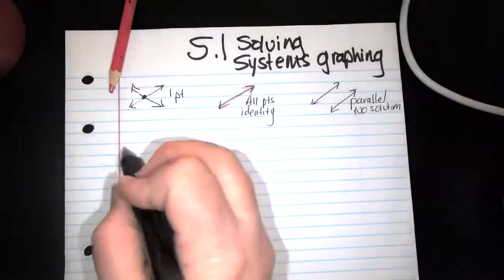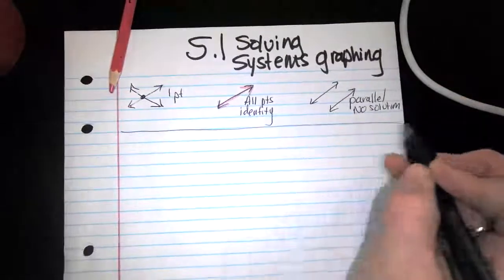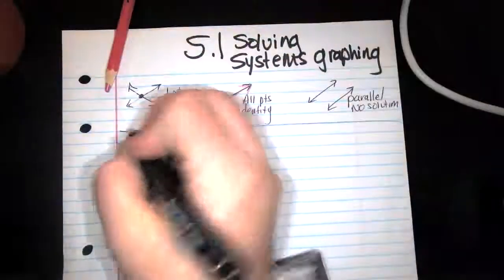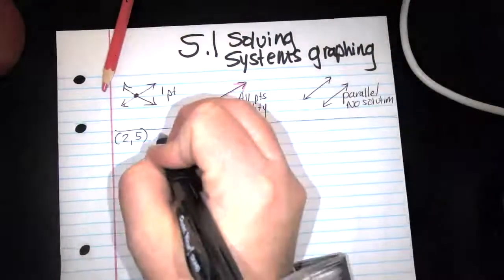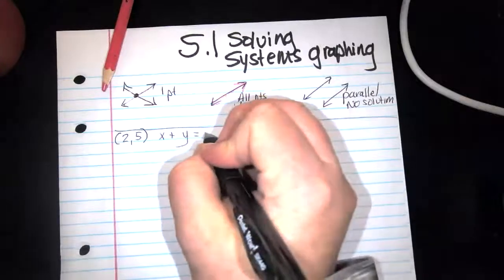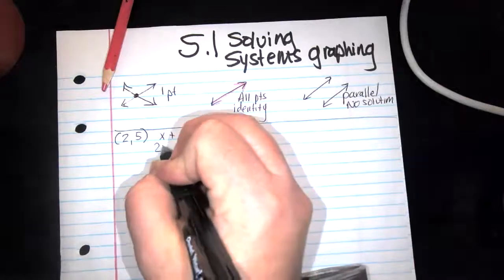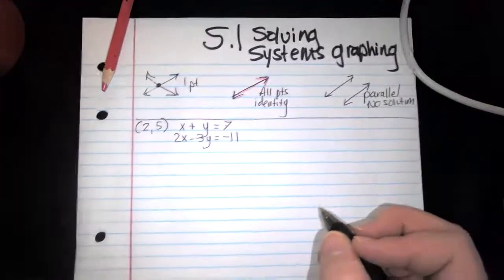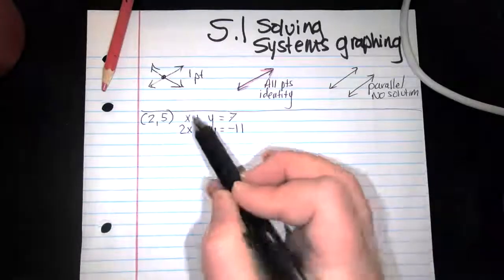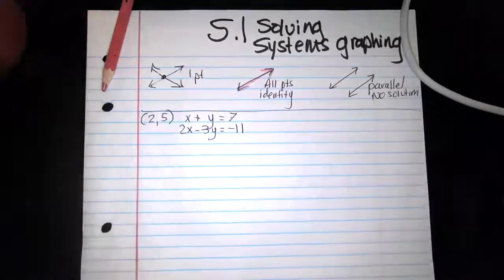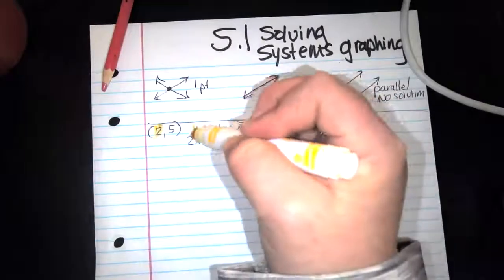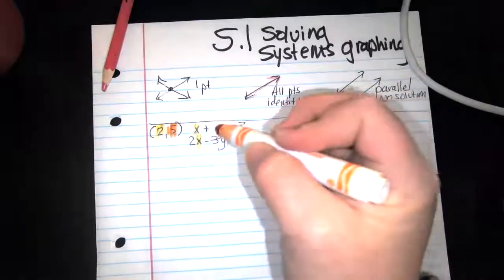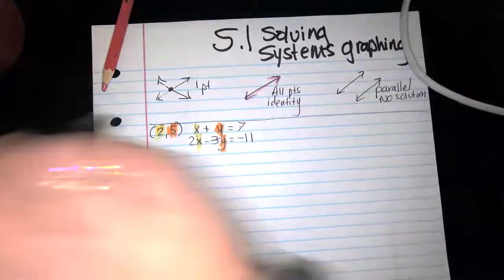So the first step that I want you to practice is, given a set of ordered pairs, is it a solution to the system? I'm going to give you 2, 5, and I want you to tell me whether this is a solution to this system of linear equations. So here is the key. You have to plug it in to both of these and make both of these true. The x goes in for the x, friends, and the y goes in for the y.